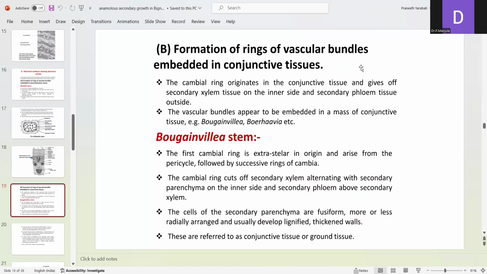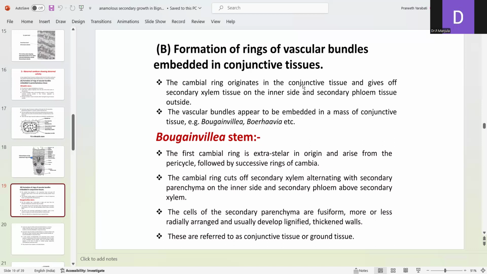That is the formation of rings of vascular bundles which are embedded in the conjunctive tissue. Here the cambial ring originates in the conjunctive tissue and gives off secondary xylem tissue on the inner side and secondary phloem tissue outside. So here, this cambial ring develops from the conjunctive tissue. Conjunctive tissue is nothing but the tissue between the vascular bundles, where parenchymatous cells are present; they are called conjunctive tissue. In between the vascular bundles region, this conjunctive tissue may be parenchymatous or sclerenchymatous.